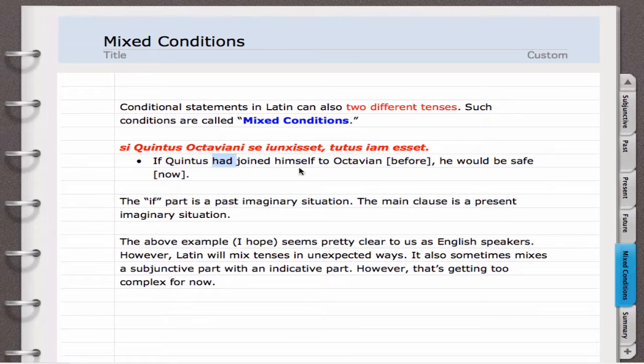This particular example translates pretty well, and it's probably pretty clear to us as speakers of English, as we say down here. However, not only can Latin mix tenses, but sometimes Latin can even mix subjunctive and indicative. Again, that's getting into stuff that's pretty technical, so no need to worry about that right now.